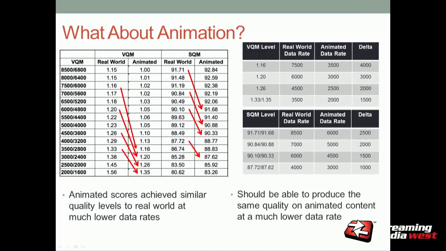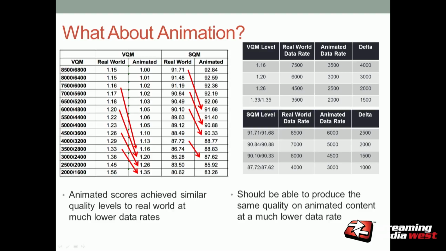And then the last question is, what do you do about animation? So you've got one set of presets for real-world video, do those change for other forms of content? And actually they should. What this tells us is that you can get the equivalent score for animations at 4 megabits per second less at some levels. So we got the quality with VQM, the 1.16 quality at 7,500 on a real-world video. We got the same quality with an animated video at 3,500 kilobits per second.